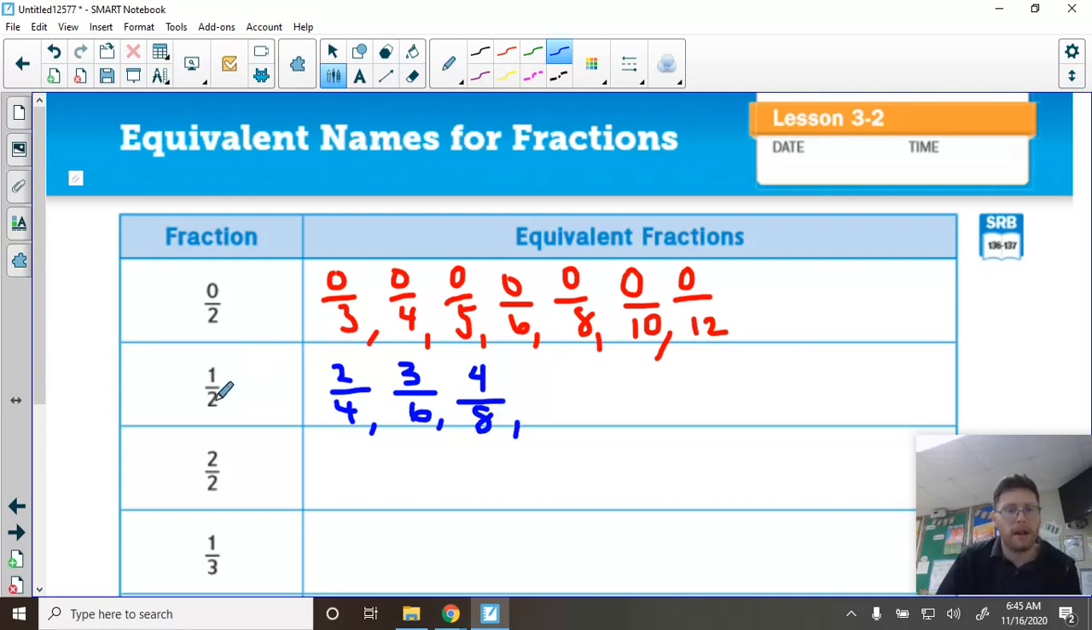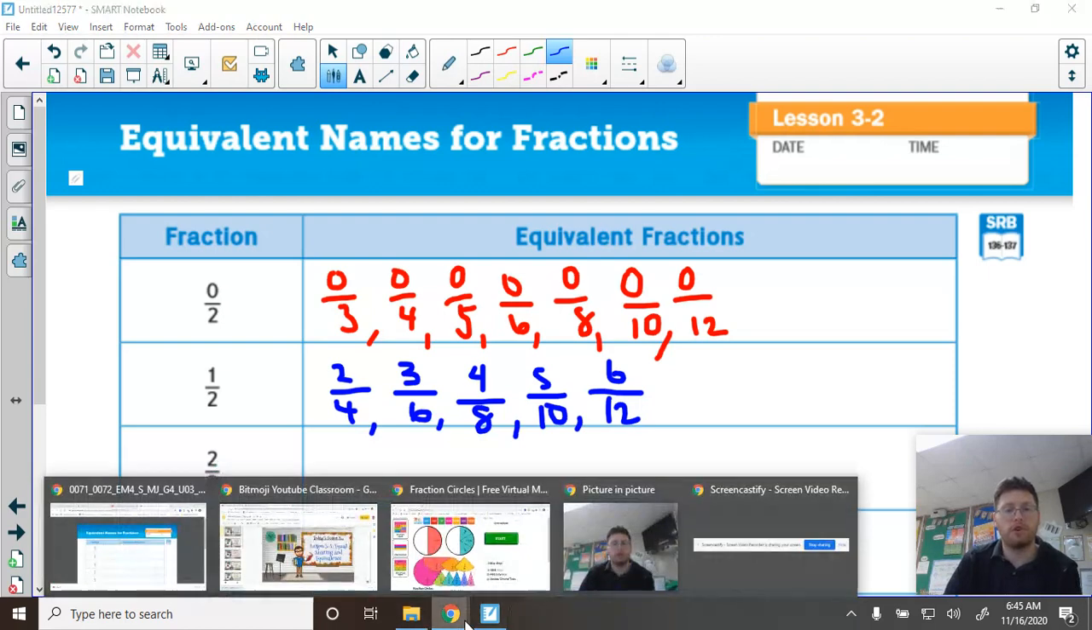4 is half of 8. Oh, 1 is half of 2. 2 is half of 4, 3 is half of 6, 4 is half of 8, 5 is half of 10. What comes next with twelfths? 6 is half of twelfths. Good. All right, so there you go. So halves are just half of the number, half of the denominator. So the numerator is half that denominator.